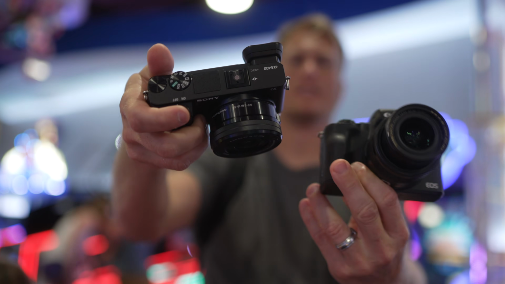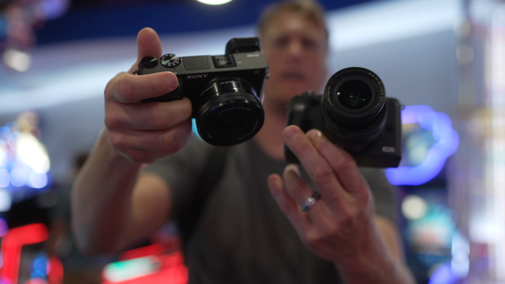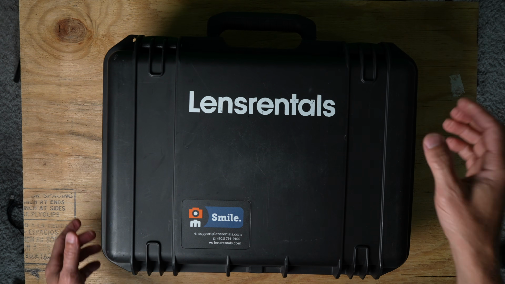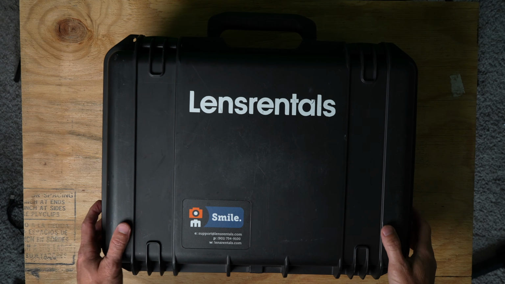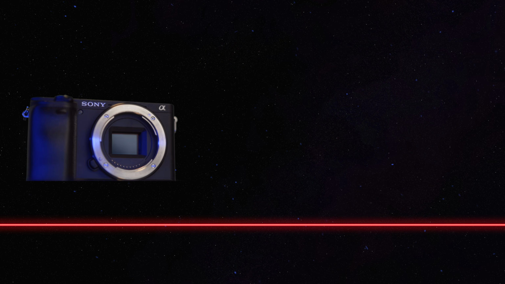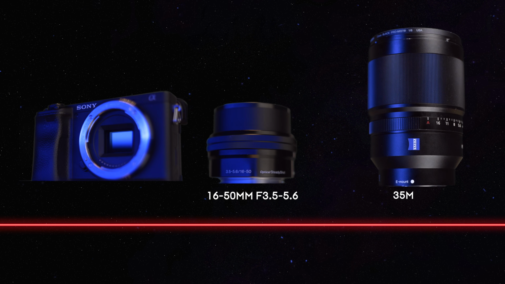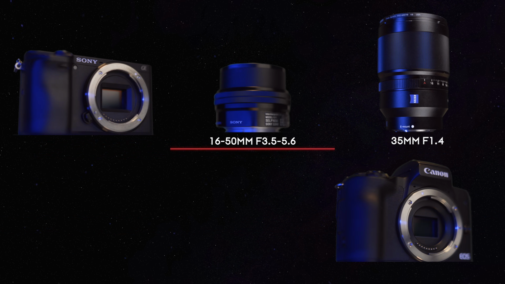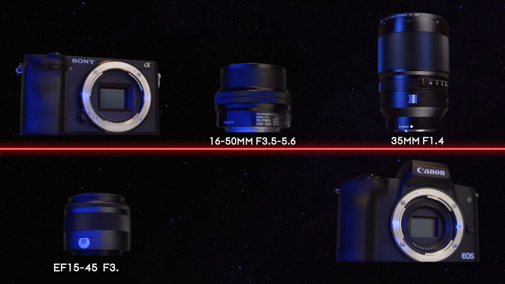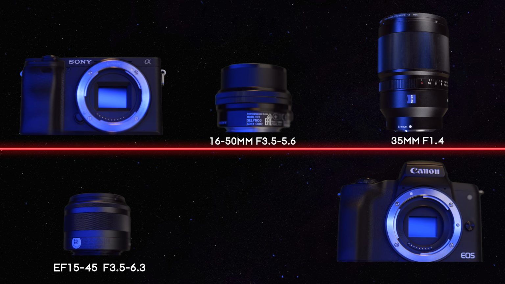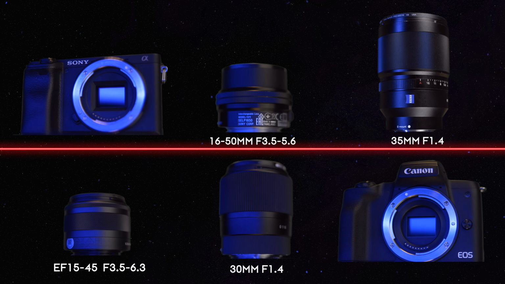I rented both the a6400 and the Canon M50 Mark II from Lens Rentals, and I've never owned either of them, but I thoroughly tested them out in real-world situations to give you better purchasing power. The lenses that I'll be using for both of these tests are as follows. On the a6400, we have the kit lens, the 16 to 50mm f3.5 to 5.6, and the 35mm f1.4. For the Canon, we have the EF 15 to 45 f3.5 to 6.3 and the Sigma 30mm f1.4.